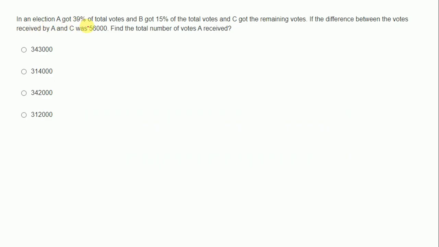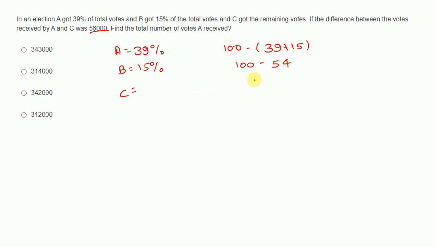Now in an election, A got 39% of total votes, B got 15% of total votes and C got the remaining votes. If the difference between the votes received by A and C was 56,000, find the total number of votes A received. So first of all, A received 39% vote, B received 15% and C received 100 minus (39 plus 15), that is 100 minus 54, that is 46. So 46% vote has been got by C.